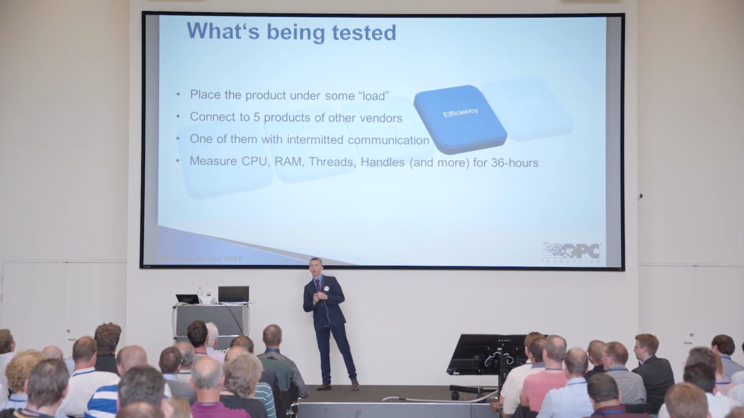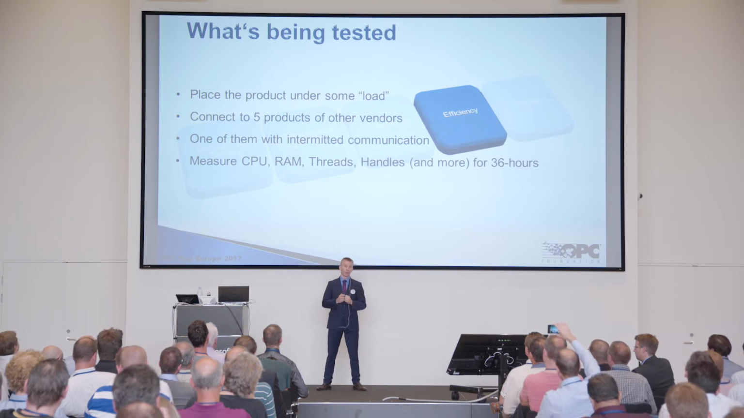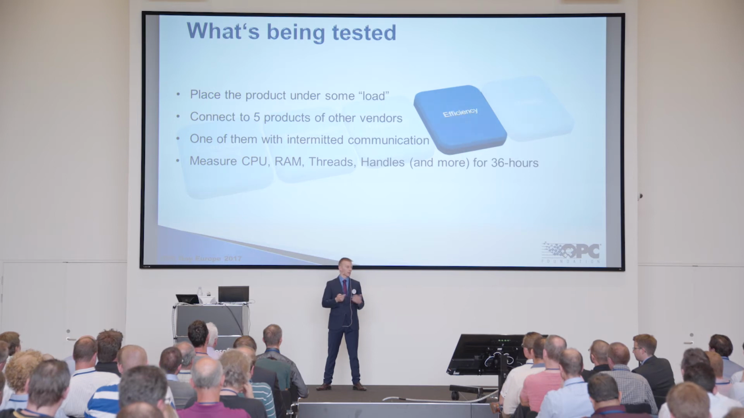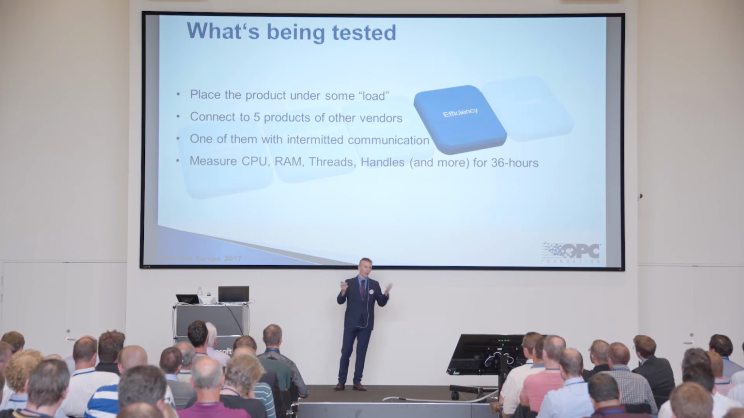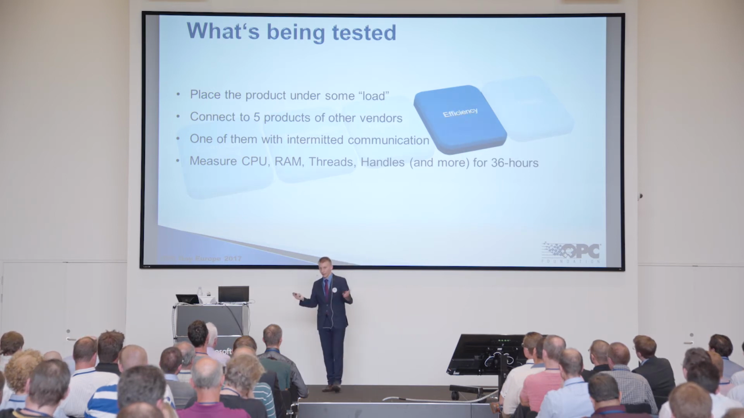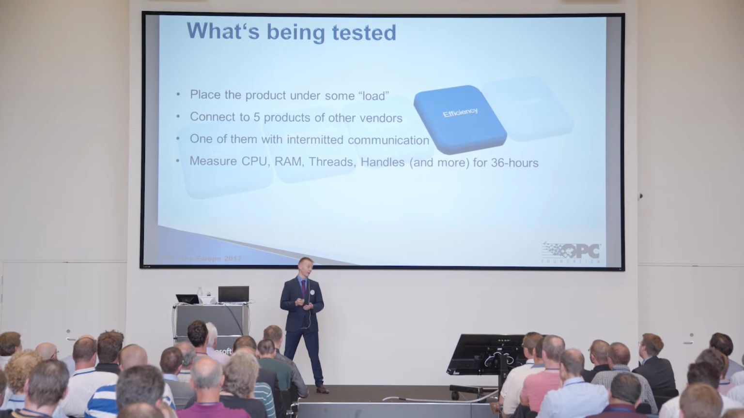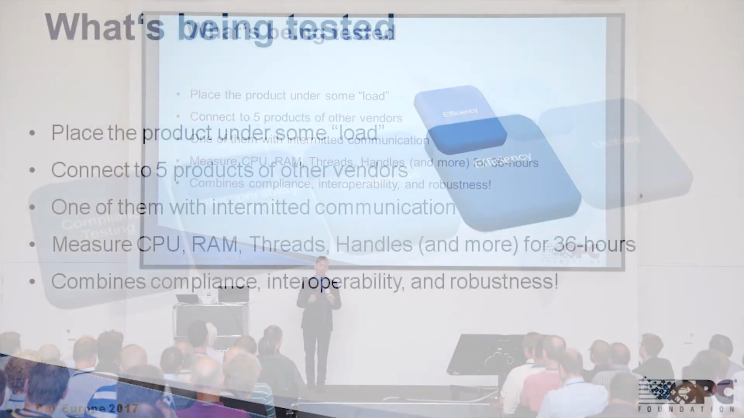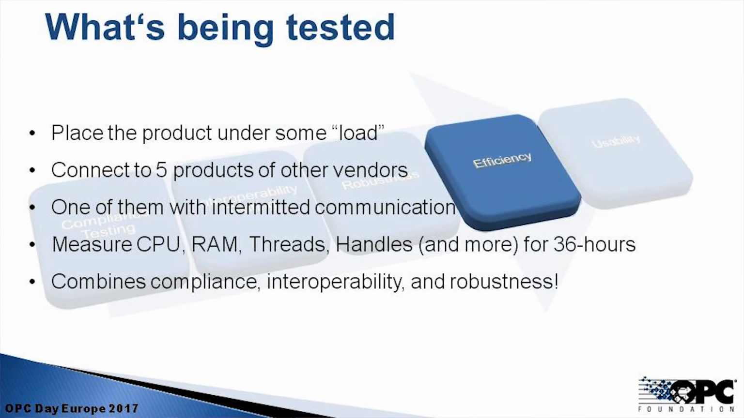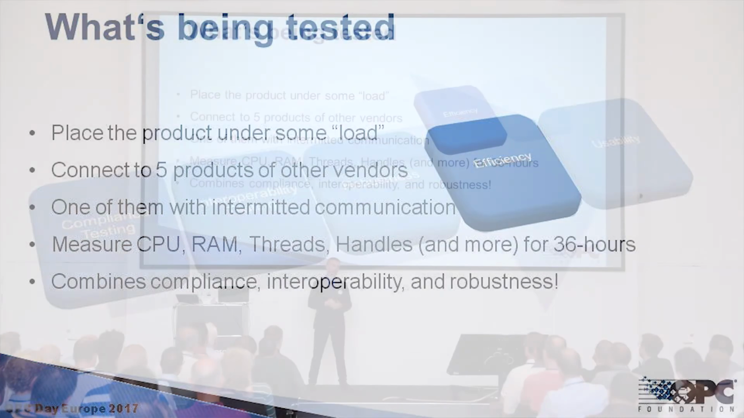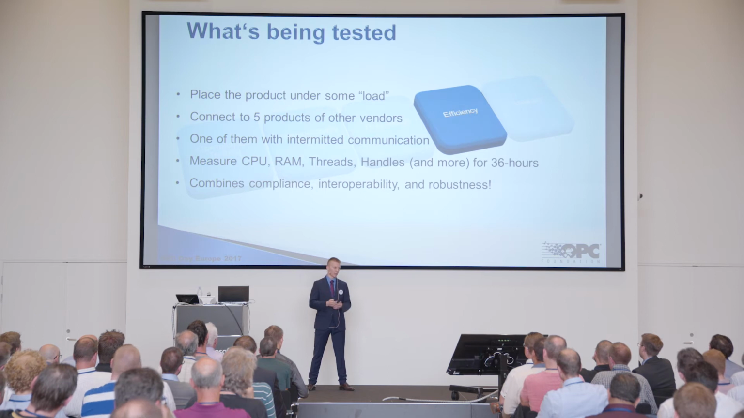One of those clients we're going to put into intermittent communication. So we basically just cyclically break the network cable, so it doesn't really break, but it acts like that. And then check, as I said, if there are any leaks within that. So that test basically combines compliance, interoperability, and the robustness tests at once. And that's why it's done as one of the last things.